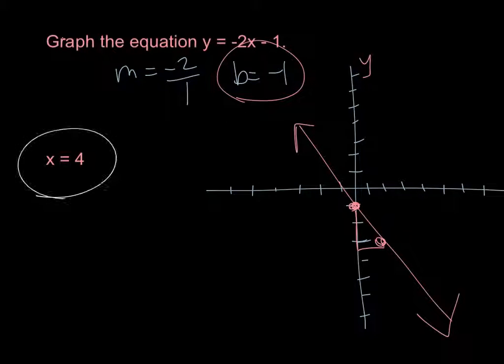What type of line is x equals 4? As soon as you see x or y equal to a number, you should be thinking vertical or horizontal. And x equals is always vertical. So on the x-axis, we're going to go to 4 and draw a vertical line. And that's as simple as it is to graph an equation of a vertical line.